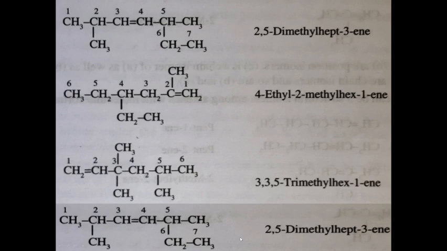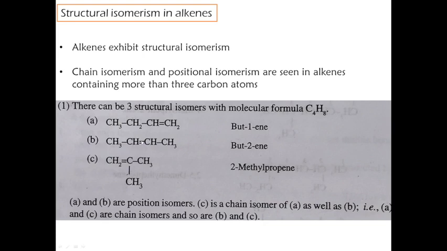One is CH3, CH2, CH double bond, CH2, butene, and then CH3, CH double bond, CH3, butene. Okay, and then another one CH2 double bond C, CH3, CH3, 2-methyl propene. Okay, so in this case, the position of the carbon-carbon double bond is different, but the structure is exactly the same. Okay, so in that case, the structure is the same and only the position of the double bond is different. That is what is called position isomerism. Okay, and so in this case, we have two position isomers, A and B are position isomers.